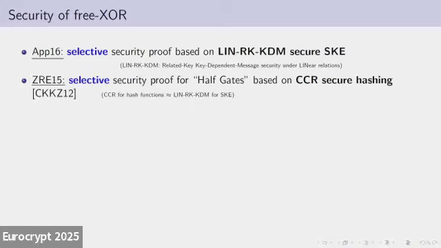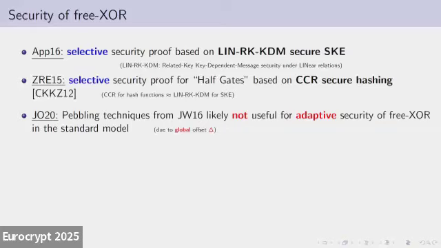There was a new security notion called circular correlation robustness introduced by Choi et al., which suffices to prove selective security. However, it's a very strong assumption where we do not know how to instantiate it in the standard model. Jaffargoli and Oechsner were the first to analyze adaptive security for free XOR, and they argued that pebbling techniques as used in Yao's scheme will not be very useful in this setting. The reason is that now we have this one single global offset, which means we have to make a global security argument and cannot have a local argument like what we use in pebbling techniques.